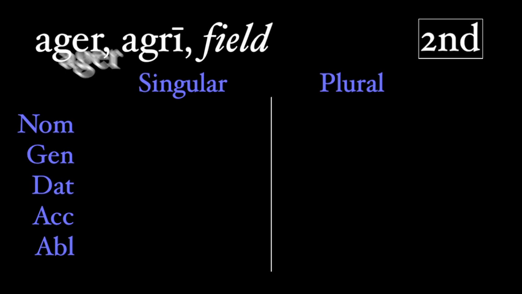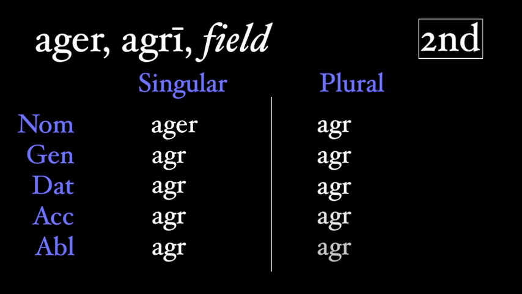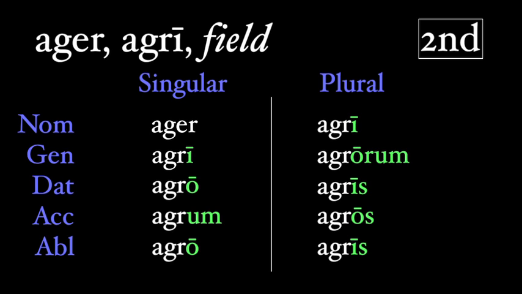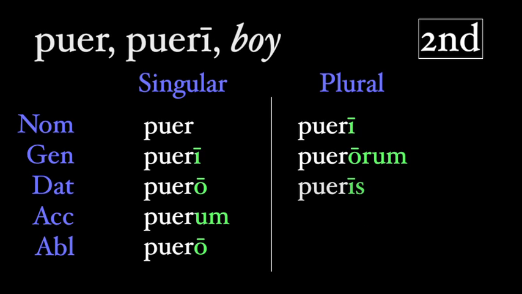So the first thing we're going to do is write down the nominative and genitive forms. Then we remove the long I from the genitive and use this form as our stem. And to this, we add the endings. So, ager, agri, agro, agrum, agro, and the plural agri, agrorum, agris, agros, agris. And puer, pueri, puero, puerum, puero, and the plural pueri, puerorum, pueris, pueros, pueris.